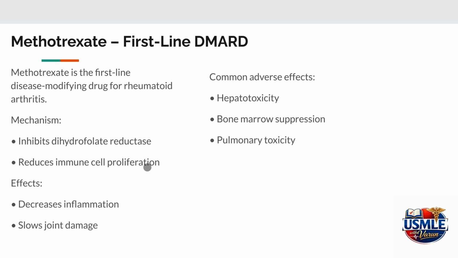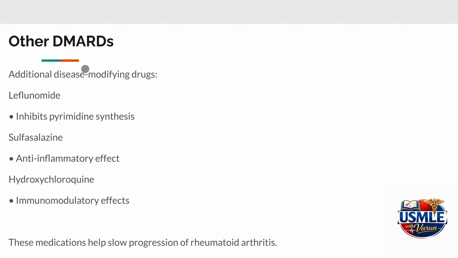However, methotrexate can produce several adverse effects. These include hepatotoxicity, bone marrow suppression, and pulmonary toxicity. For these reasons, patients receiving methotrexate must be carefully monitored with laboratory testing because they can present with hepatotoxicity, bone marrow suppression, and pulmonary toxicity.